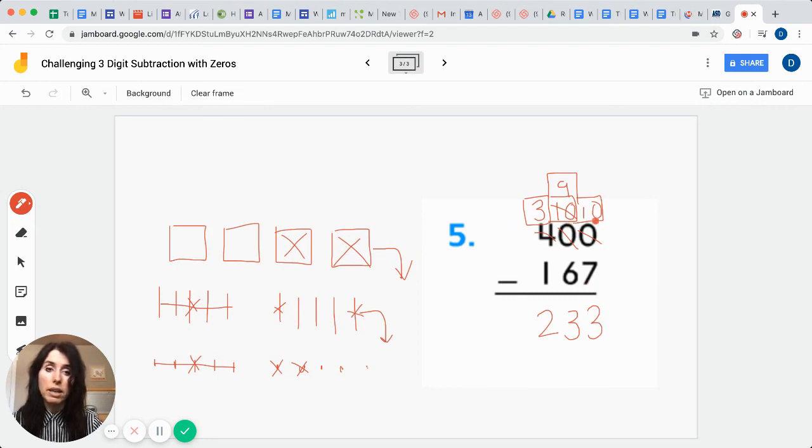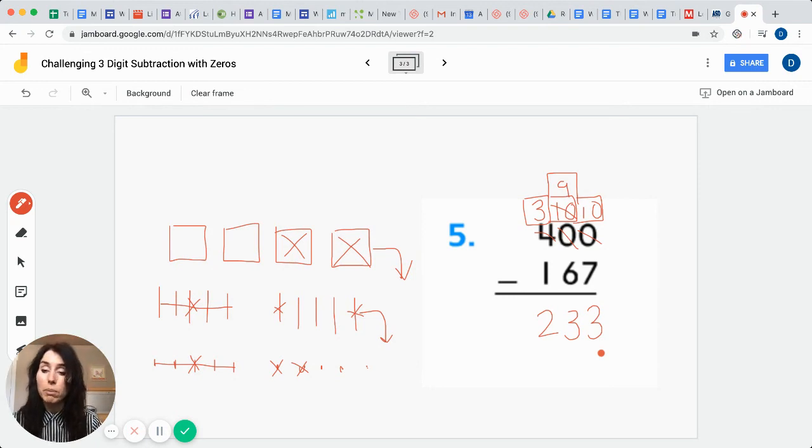3 plus 7 is 10. Correct. 3 plus 6 is 9. Correct. 2 plus 1 is 3. Correct. So we know for a fact that 400 take away 167 is going to equal, again, that line means equal, 233 cubes. Yes, we nailed this. Hopefully, this makes more sense today.